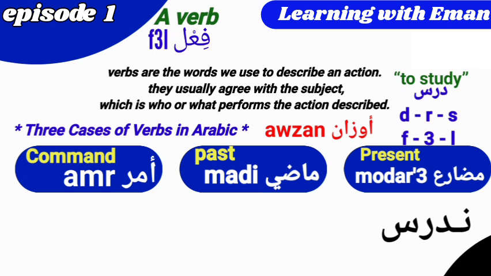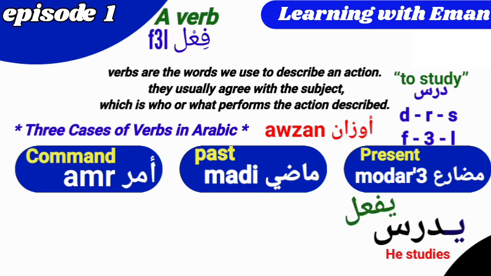ندرس. نون prefix for we, which means we study. This word built on form نفعل. يدرس. ياء prefix for he, which means he studies. This word built on form يفعل.